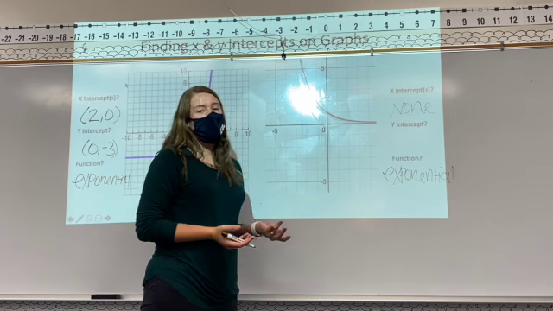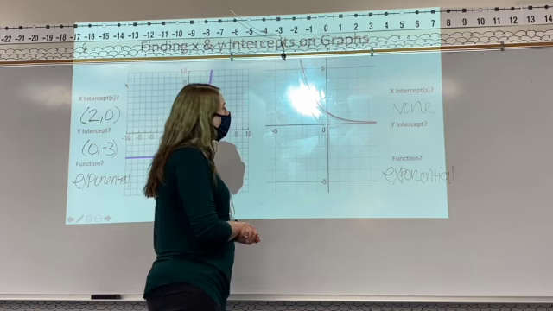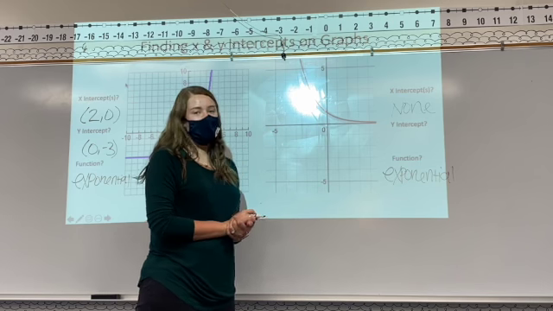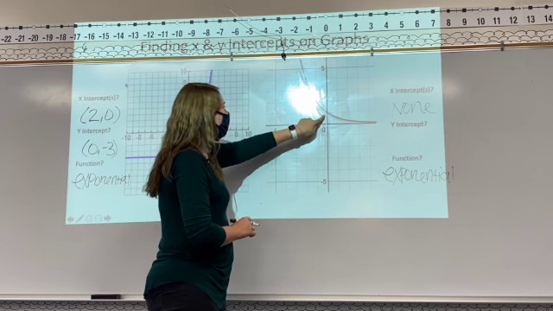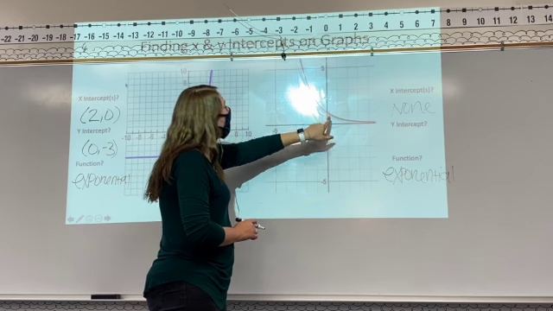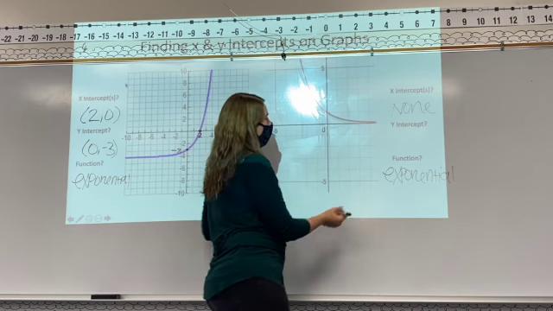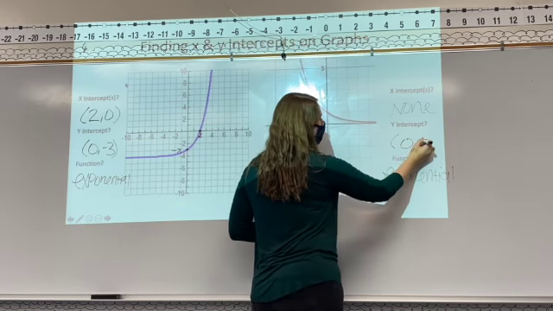Finally, for my y-intercepts, I'm going to find the spot where my graph crosses the y-axis. I will notice that it crosses right here, and if I'm going by ones, this point is at 0, 1.